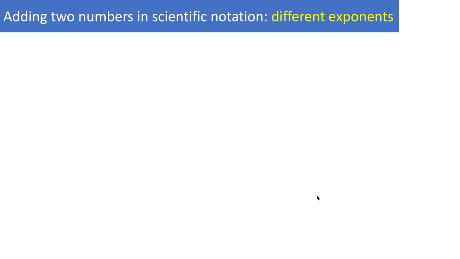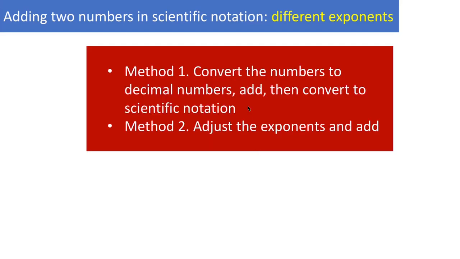Now, if we have different exponents, that's a little bit more complicated. So method 1 is convert the numbers to decimal numbers, add them, then convert the result back to scientific notation. Method 2, adjust the exponents and add. We will see how these work.